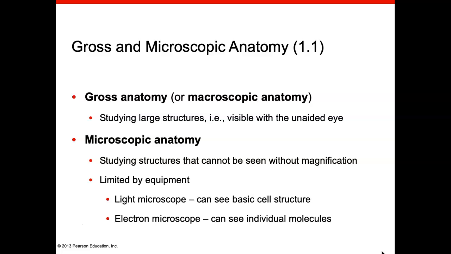Most anatomy labs use what is called a compound light microscope. These are student microscopes that are used to see the tissues. Electron microscopes are pretty expensive. You'll see pictures from electron microscopes in your textbook, but we do not use that in labs.